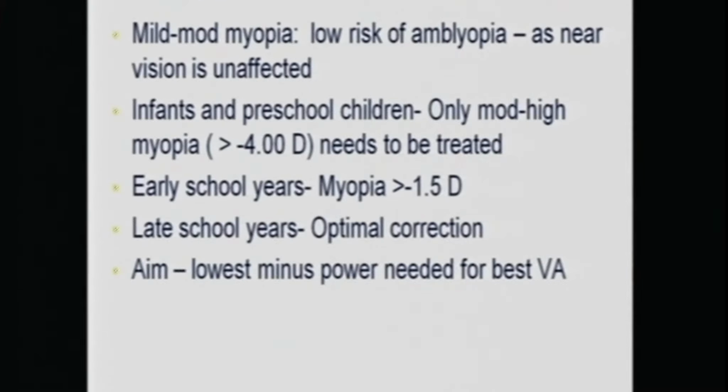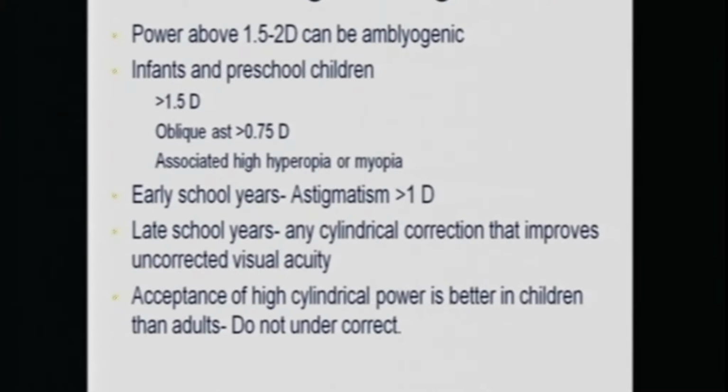Prescribing for myopia, mild to moderate myopia is a low risk for amblyopia, as near vision is not affected, and therefore we generally prescribe for higher myopes. I'll be showing you the table that we use. Again, for astigmatism, powers above 1.5 to 2 diopters can be amblyopiagenic, and therefore it is important to prescribe them. Oblique astigmatism, even more than 0.5 to 0.75 diopters, is important and needs to be prescribed. In early school years, even 1 diopter of astigmatism is relevant, and therefore it is essential that we identify astigmatism on our retinoscopy and correct for it.